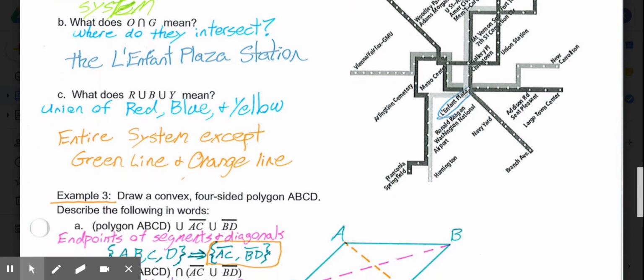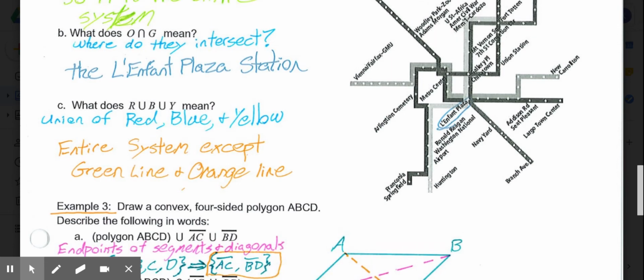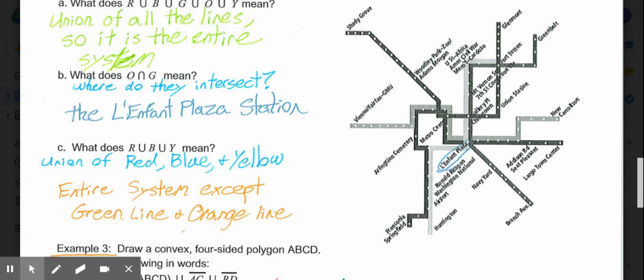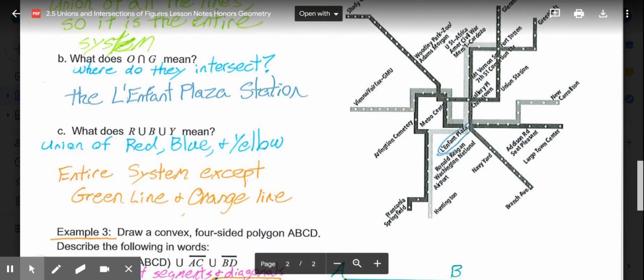And then we have C. What does R union B union Y mean? It's the union of the red, blue, and yellow lines. So that would mean it's the entire system except the green line and the orange line on their own. It includes the red, blue, and yellow lines, and leaves out the green and orange.